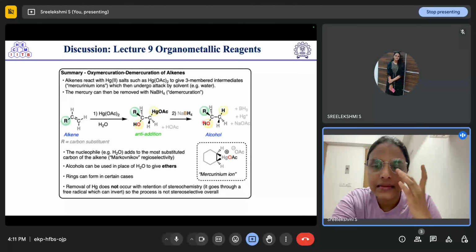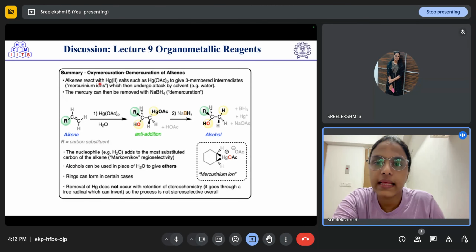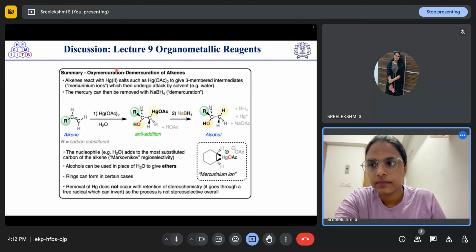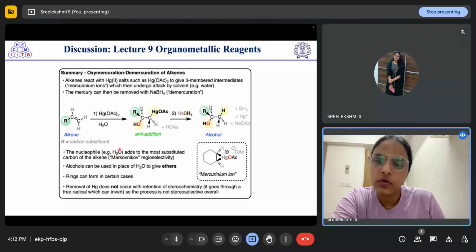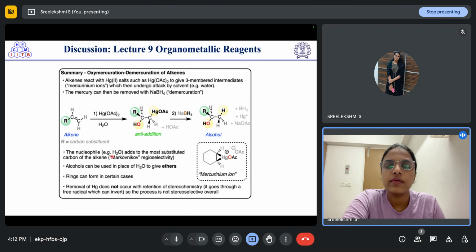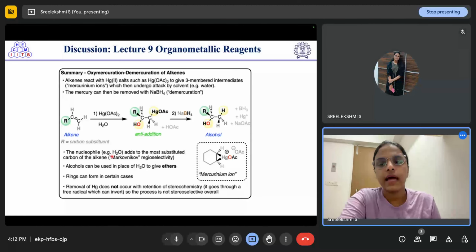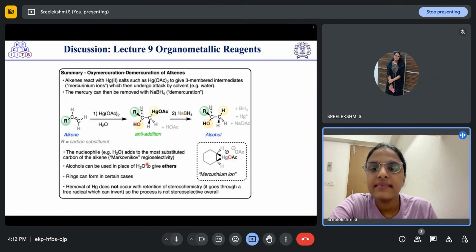Here are some of the points that we should be aware of while carrying out this oxymercuration-demercuration reaction. First, the nucleophile adds to the most substituted carbon of the alkene. The incoming nucleophile, water in this case, will add over the most substituted carbon of the alkene, that is, Markovnikov regioselectivity will be there.